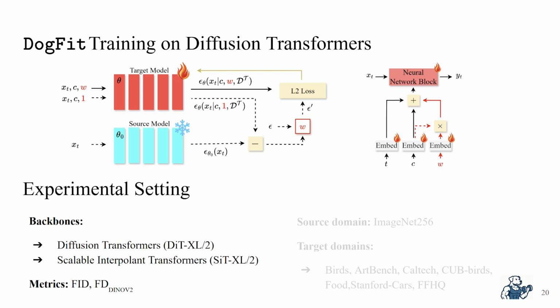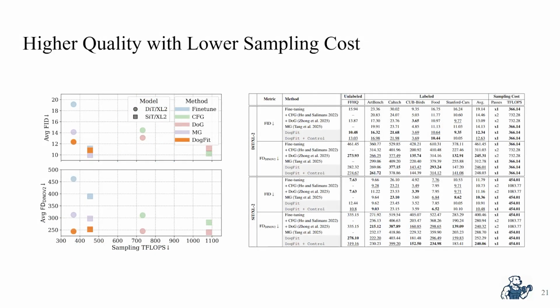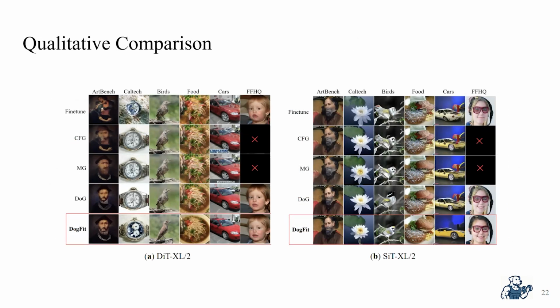Experiments are conducted on 2 diffusion transformer-based architectures, starting from a source model trained on ImageNet transferring it to 6 target domains with diverse characteristics. We use FID and FD-DINO on the target domain for quality evaluation. When considering both the sampling cost and quality, DogFit often outperforms other guidance methods, performing competitively in all cases. Qualitatively, DogFit generates sharp domain-relevant details, often with fewer visible artifacts than the other methods.